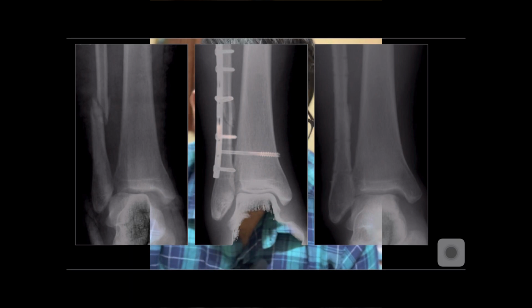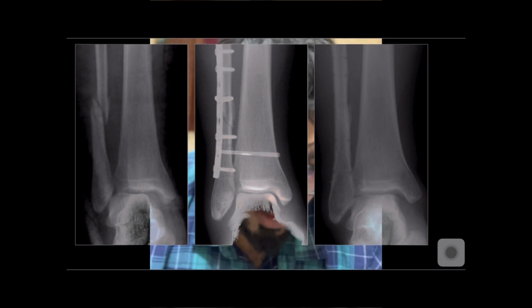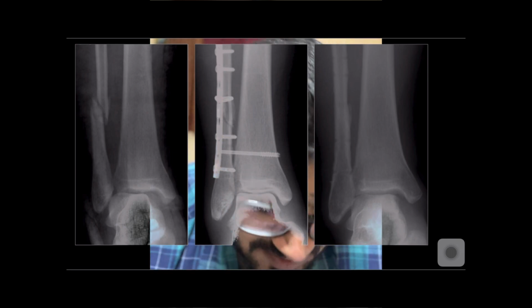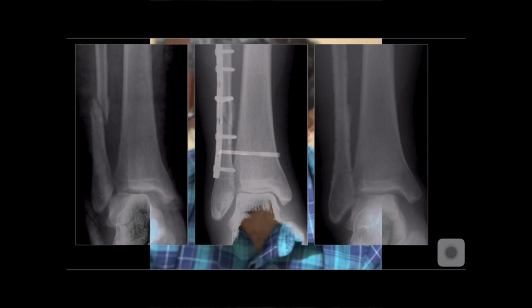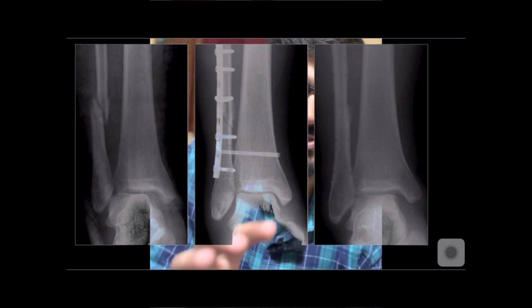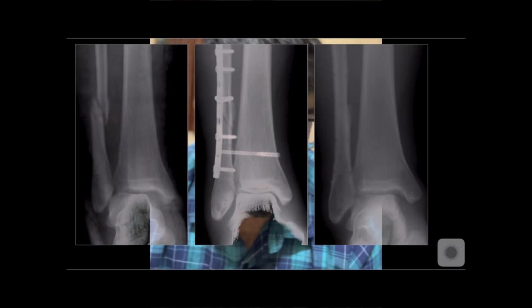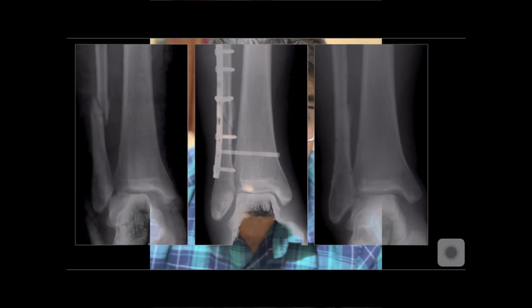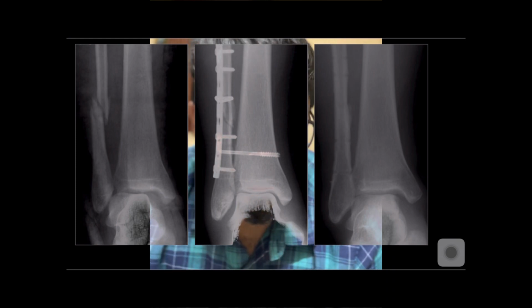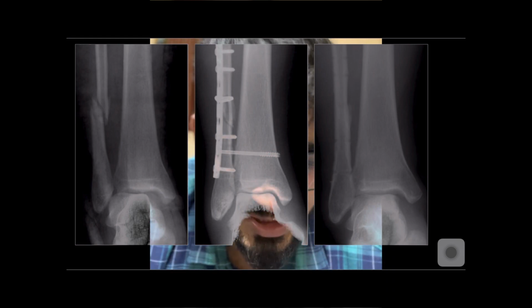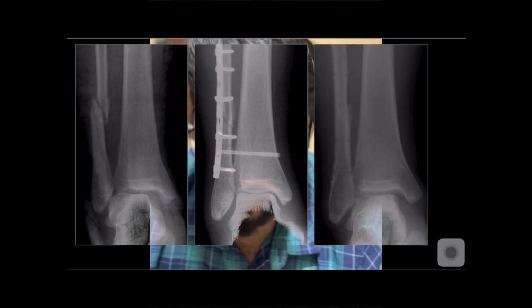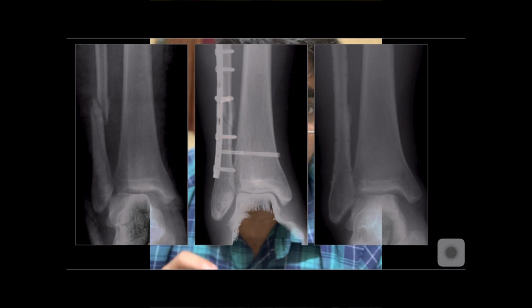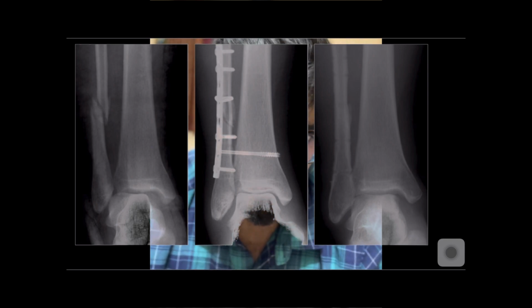So this was normal, but this patient still complains of pain in the medial aspect of the ankle, giving way of the ankle, and pain while coming downstairs, especially. In this case, the surgeon removed the implant thinking it might relieve the pain. But when he came to us, we did the external rotation stress test, and what was found was an increase in the medial clear space. So the deltoid ligament injury was missed in this case also.